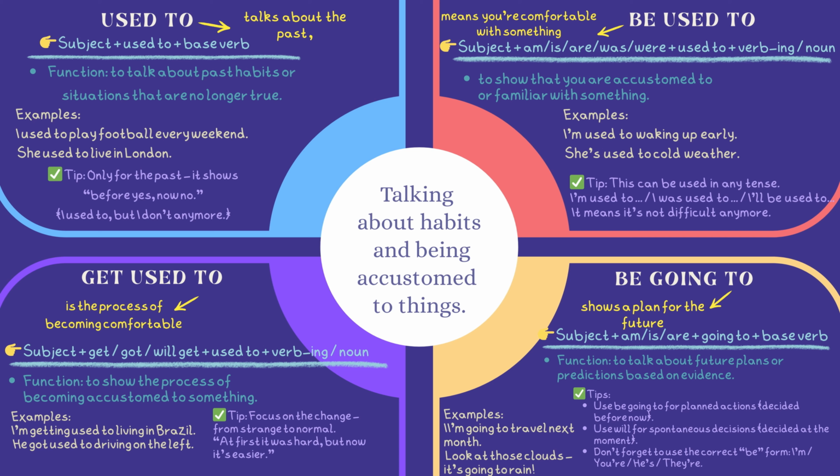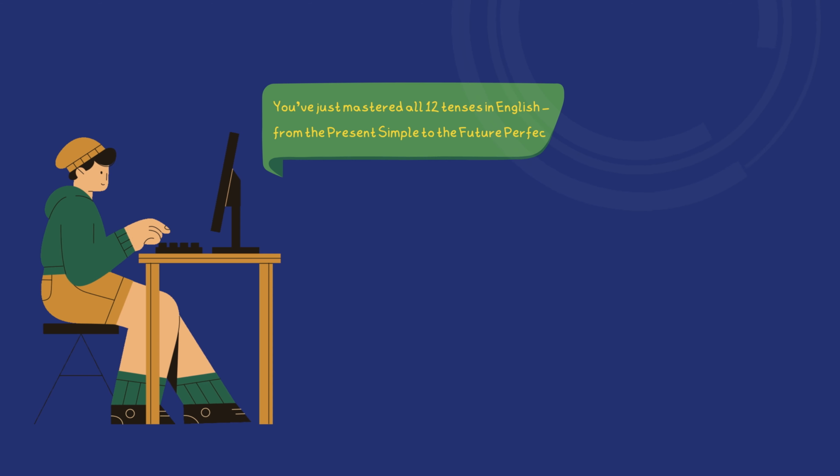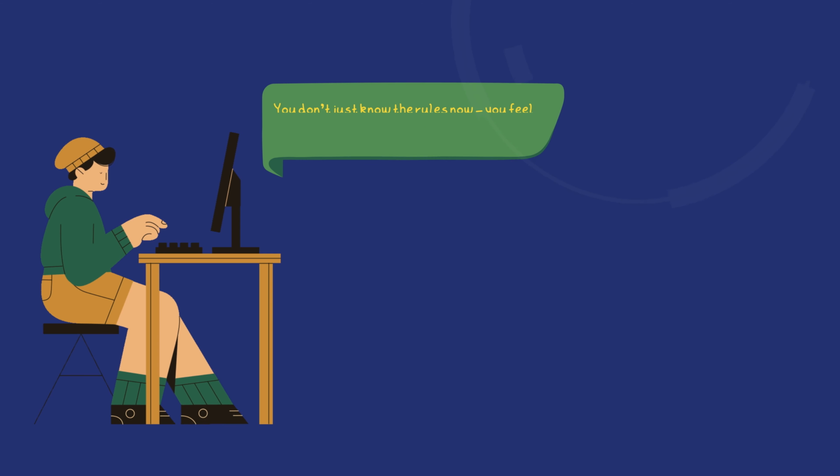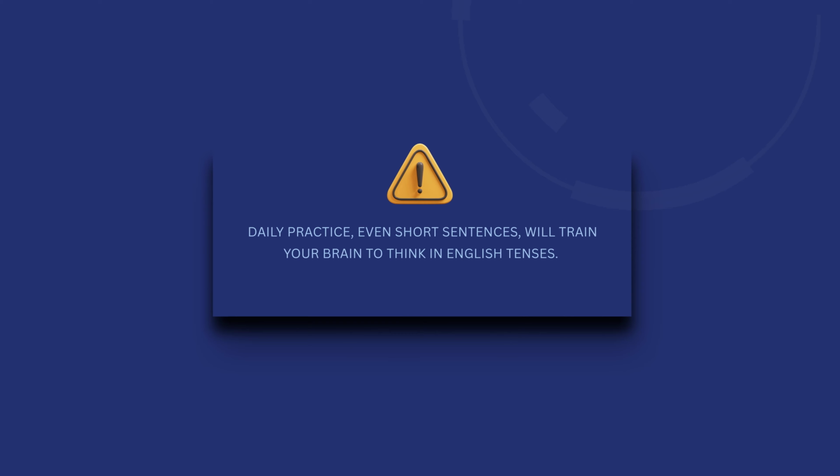All right, you've just mastered all 12 tenses in English, from the present simple to the future perfect. You don't just know the rules now, you feel the language. Remember, daily practice, even short sentences, will train your brain to think in English tenses. Tell a story, plan your day, describe a memory, and watch your fluency grow naturally every single day.